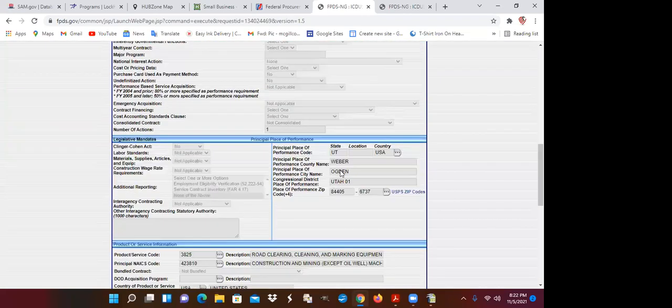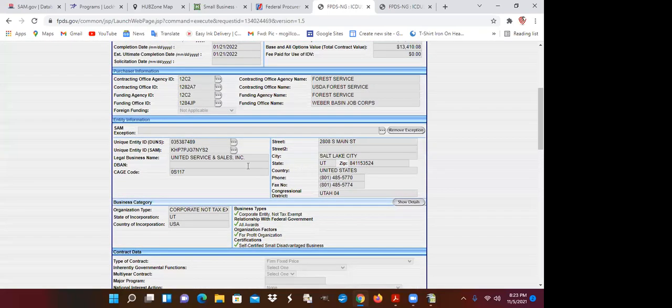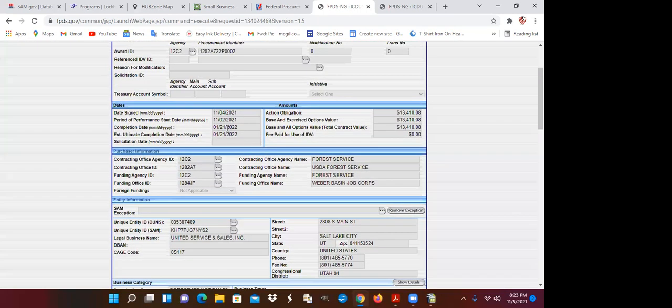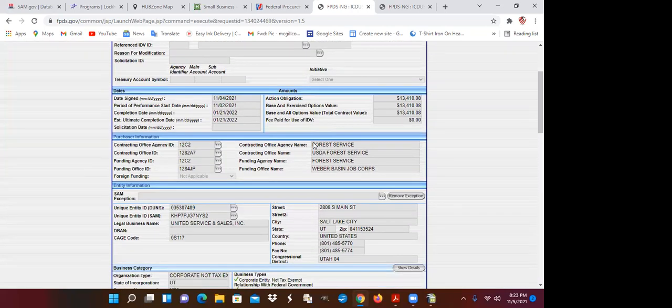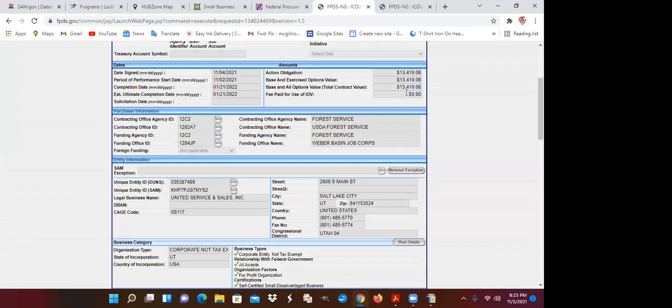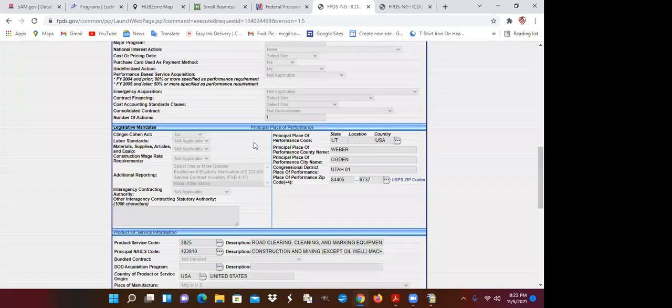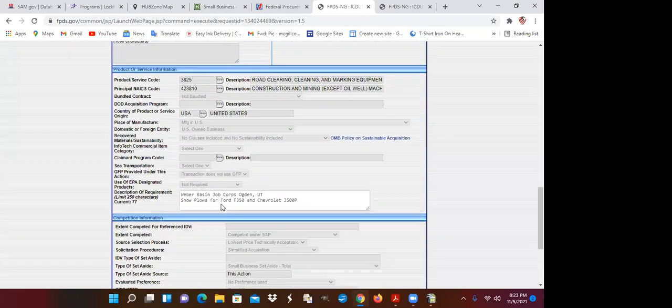So they got him this contract, right? He got this contract for equipment. So evidently this particular company is leasing equipment to them. Well, he signed the contract on the 4th, so it starts immediately and runs to January the 21st of next year. So they actually signed a contract with him to rent them some snow plows for Ford F-350s and Chevrolet 3500Ps. So they looking for snow plows for a Ford F-350 and a Chevrolet 3500P.